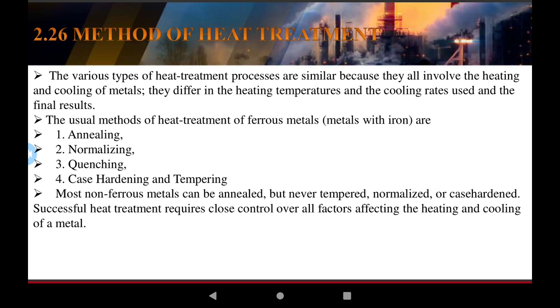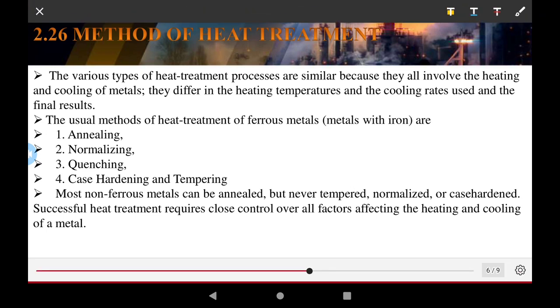Methods of heat treatment. The various types of heat treatment processes are similar because they all involve the heating and cooling of metals. They differ in the heating temperature, the cooling rate, and the final result of the heat treatment process.